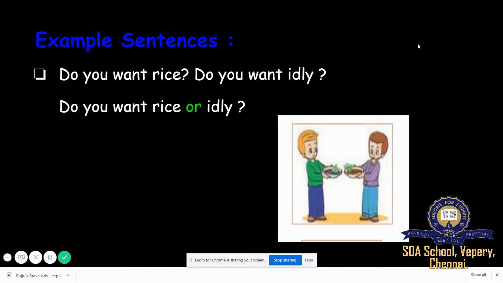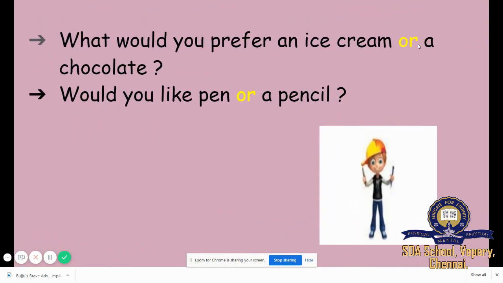The other examples are: what would you prefer, an ice cream or a chocolate? Again, here they are asking for a preference. So what do you prefer? We need to choose out of many. Here we are given the option to choose between two, which are ice cream and chocolate. So, what would you prefer, an ice cream or a chocolate?